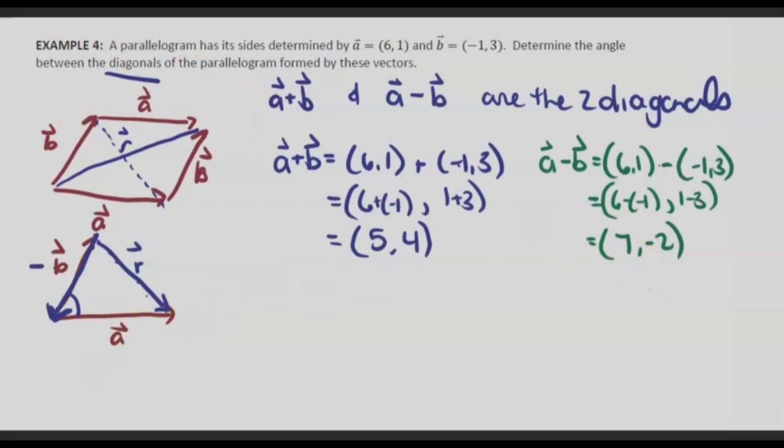So now that we have a vector to express this diagonal and a vector to express this diagonal, what we want to do is solve for the angle between them. So what we want to do is simply do cos theta equals vector A dot vector B all over the magnitude of vector A times the magnitude of vector B.